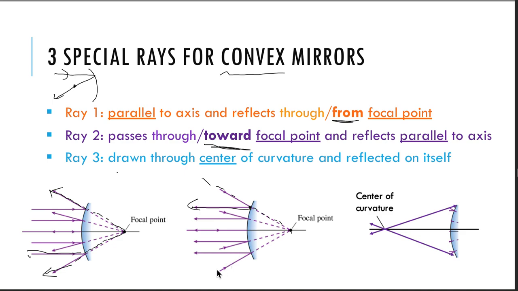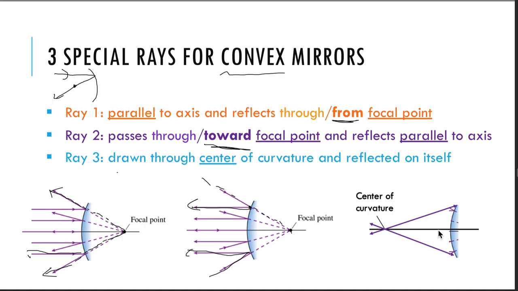It takes a little bit of practice to draw these, but that is rule number 2. So 1 and 2 is really the same rule as the previous one. It's just they don't go through the focal point, they appear to come from the focal point, or they appear to go toward the focal point. Ray number 3 is the same as before.